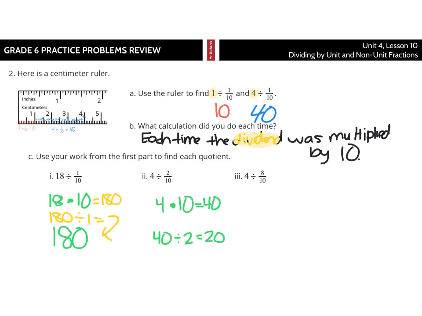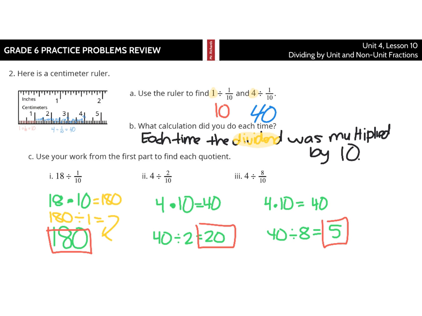Now, what about 4 divided by 8/10? Let's follow the same process here. Let's take our 4 and multiply by the 10, and we once again get 40. And then we're going to take our 40 and divide by the 8, and this time we get 5. So we have our solutions here of 180, 20, and 5.